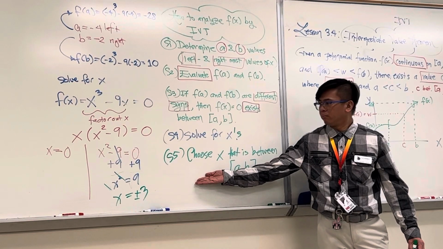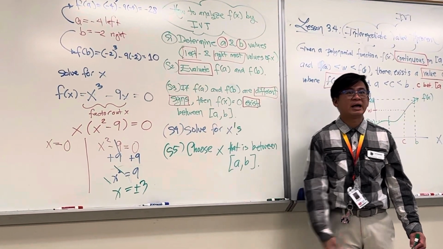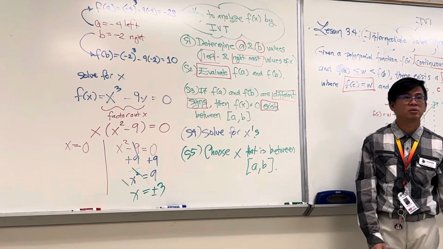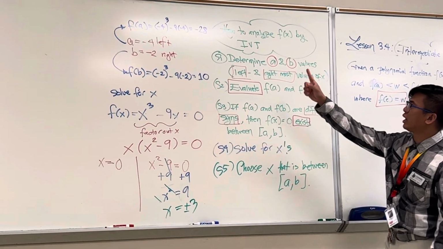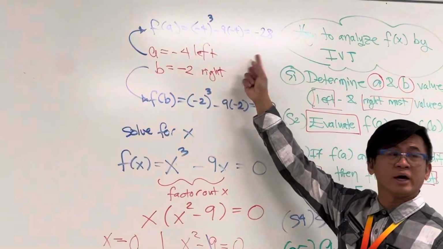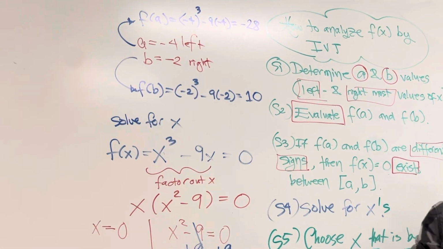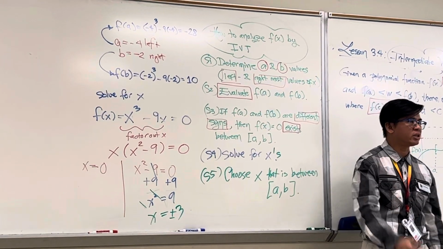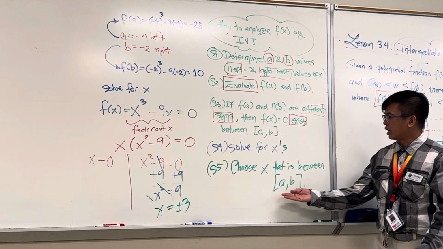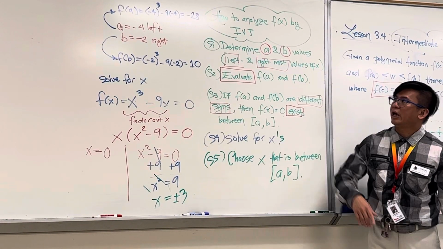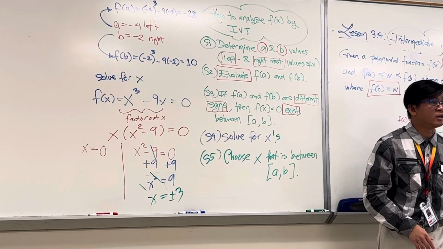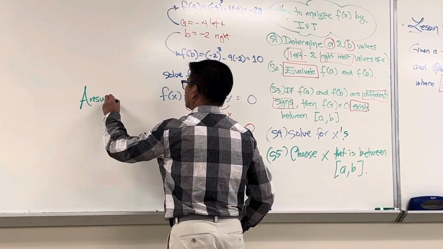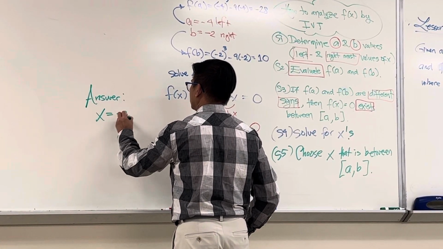Let's read step 5, right? The last step in here. Sean. Choose x that is between A and B. A and B, right? So again, your A is -4, right? Your B is -2, right? Now, which among those x's, 0, 3, or -3, is in between -4 and -2? Negative 3. Are we good? So in here, the answer is x is equal to -3.